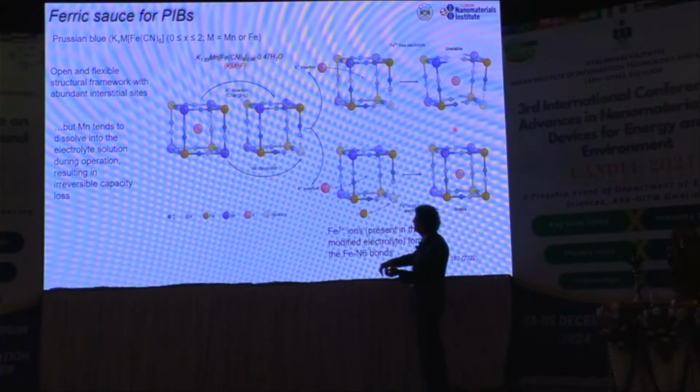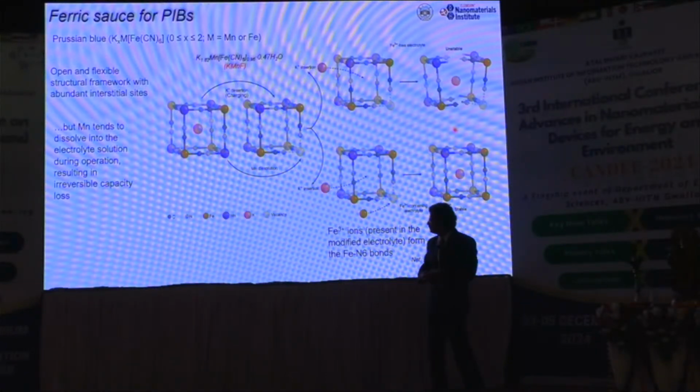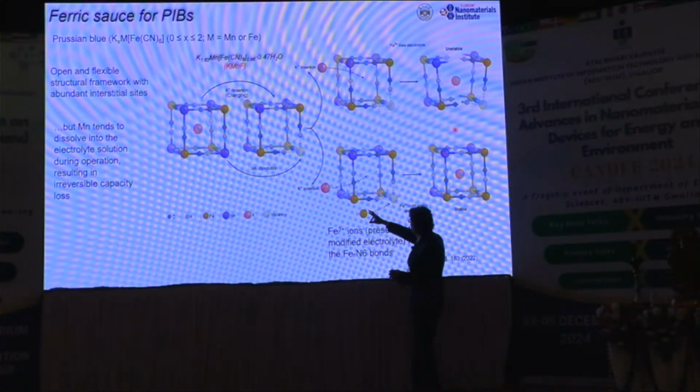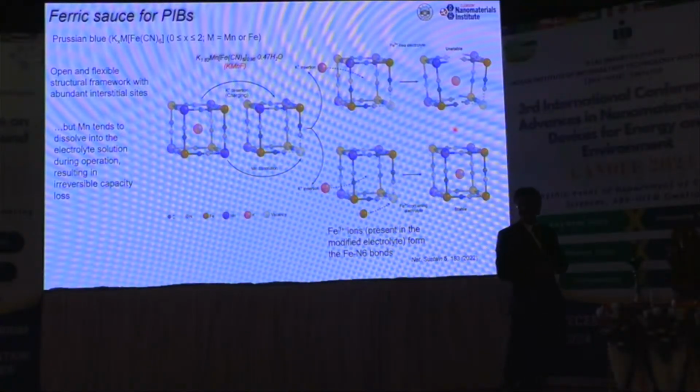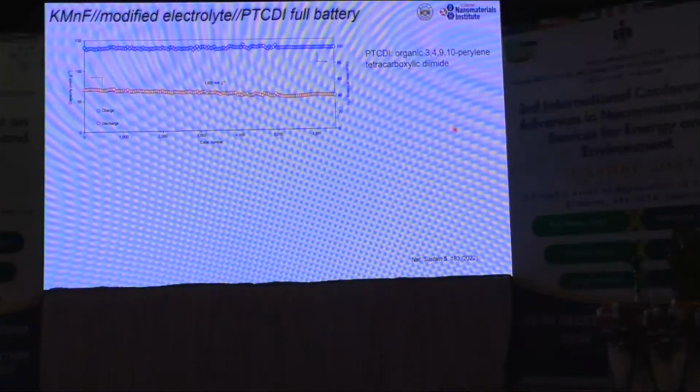In the smart electrolyte, we put a little bit of ferric ions. So when potassium goes in, the ferric ion also goes in and stabilizes the spot where manganese is missing, and then holds the cage intact. In the interest of time, I'll skip these slides and just show you the data. So you can see we can cycle up to 6,500 cycles by this small trick.